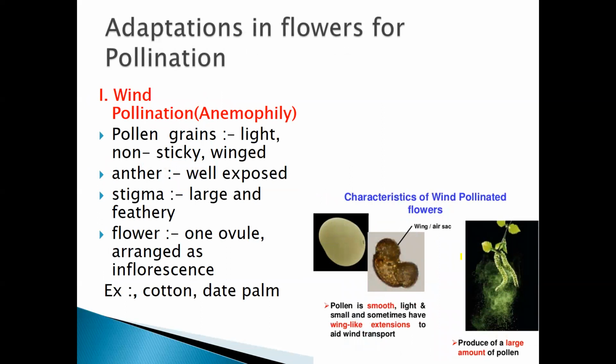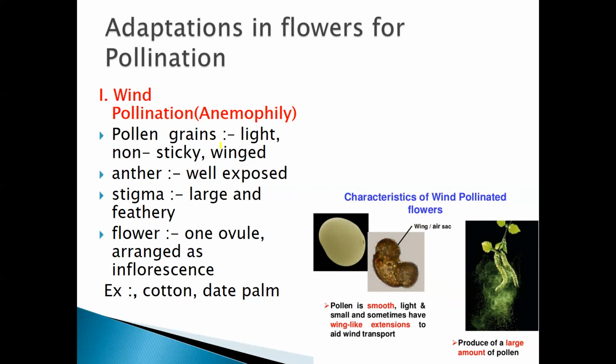So here, in abiotic agent pollination, there are some adaptations taken up by the flowers. What is this adaptation? The flowers have adapted themselves so that it becomes easy for the pollination to take place. The first one is wind pollination. Wind pollination is known as anemophily.